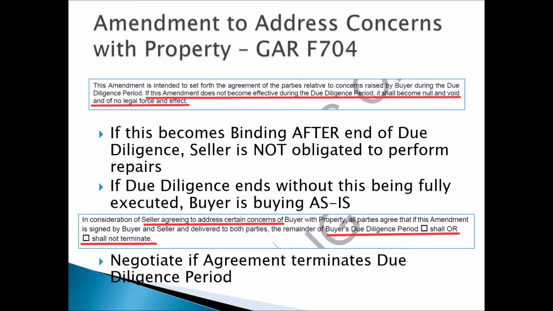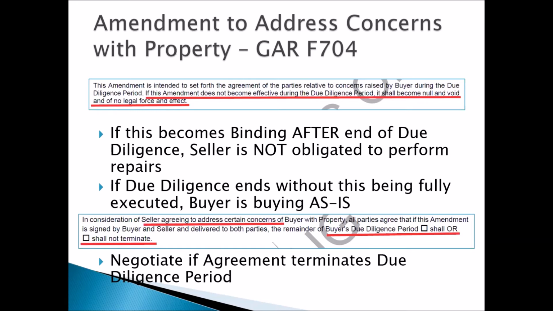Amendment to address concerns with the property. This is GAR Form 704. So basically what this is, buyer and seller go under contract. There is a due diligence period of a certain number of days. The due diligence period is only a time frame for the buyer to decide, am I going to terminate this contract or am I going to go through with this contract?